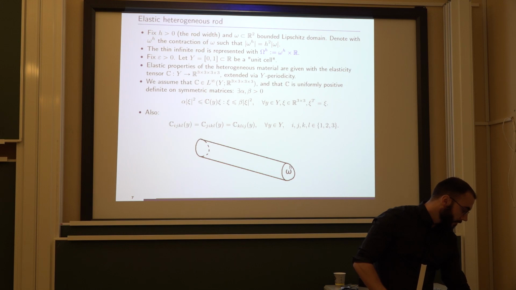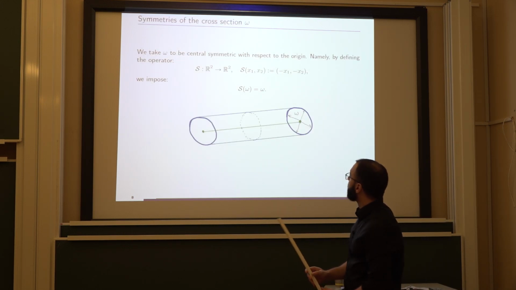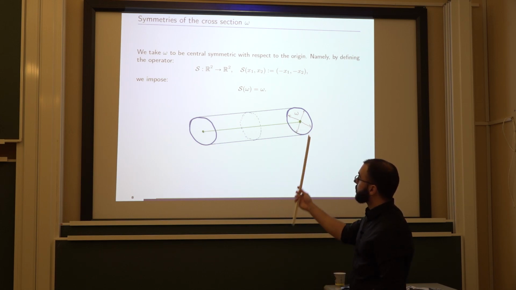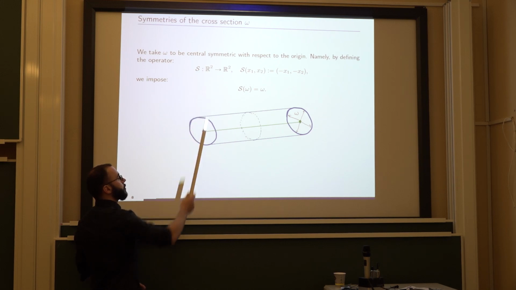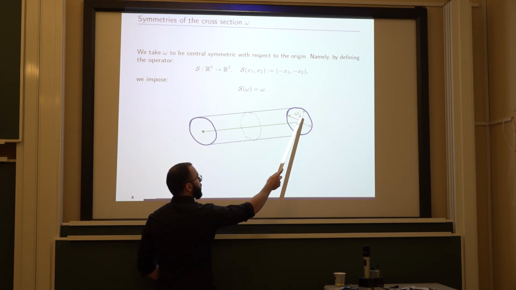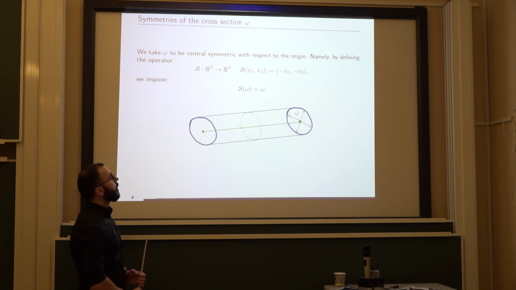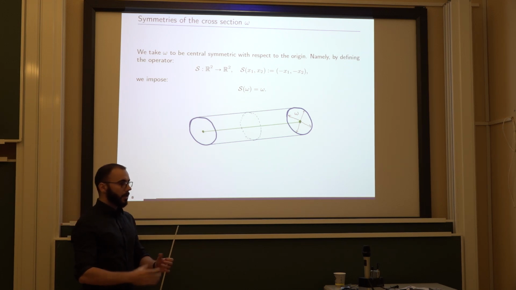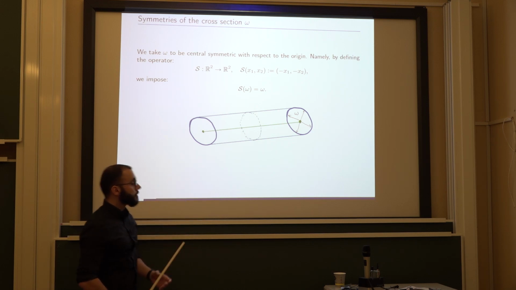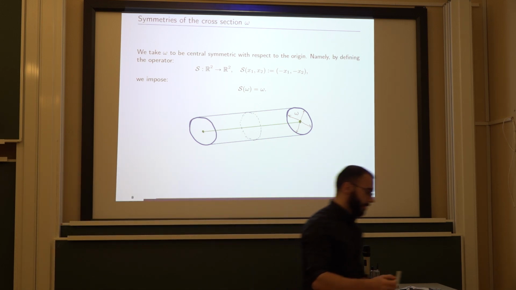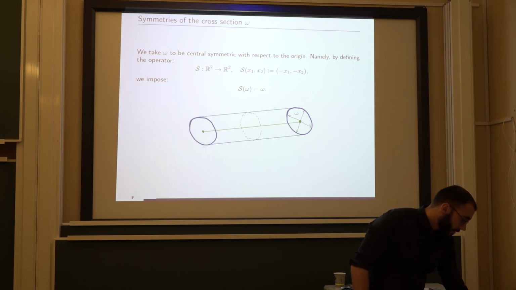Let me just say we want additionally to have this sort of symmetries. So you can define this central symmetry operator, which would take a point here and switch it back to its mirror image across the origin, and we want this omega to be centrally symmetric. And this would be the rod. This is my handwritten picture, so I hope that you don't mind.